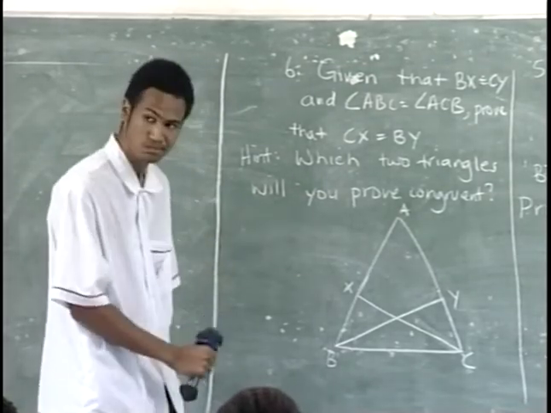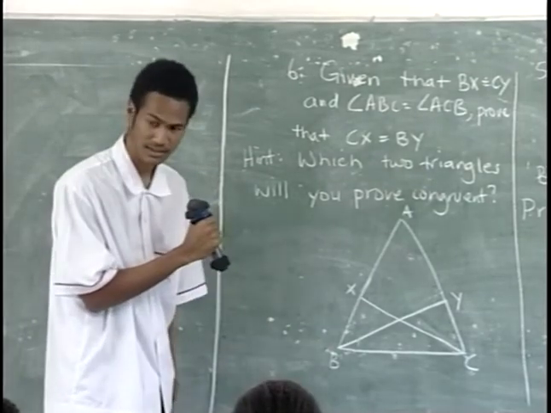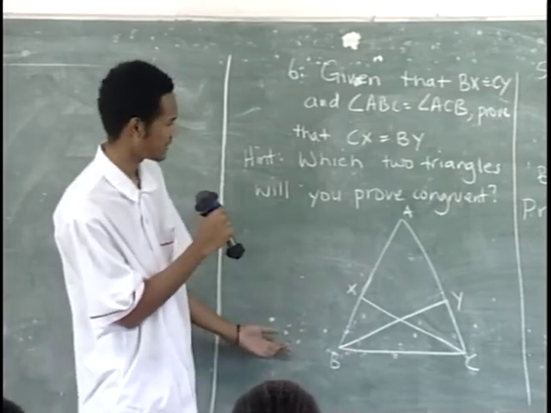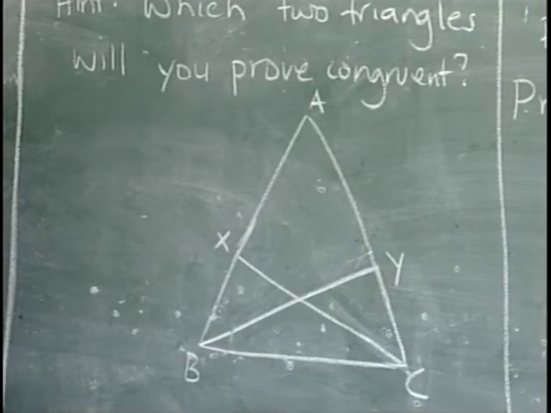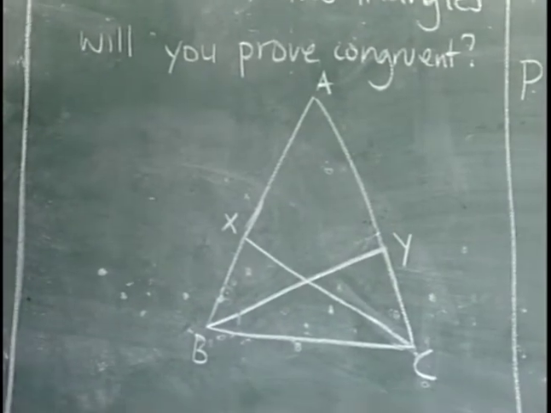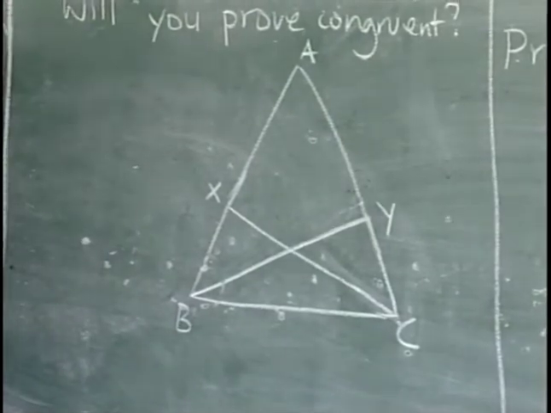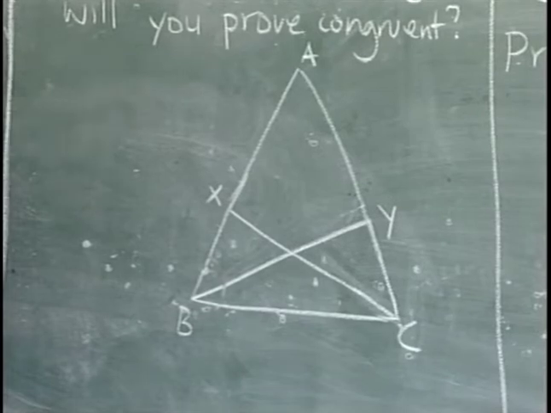Which triangles are congruent? XCB and YBC. So if they are congruent, that means these two lines are equal, because BX and CY are equal. Yeah, because the two triangles are congruent, meaning they're the same in every size. Okay. Is that all?